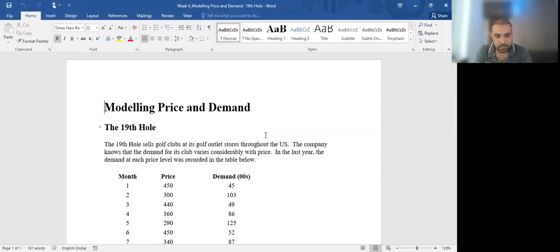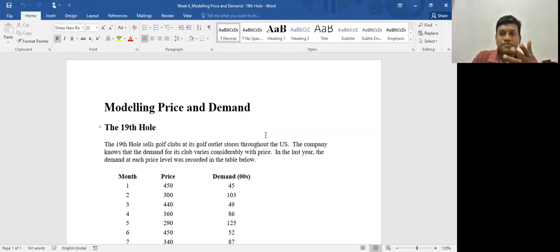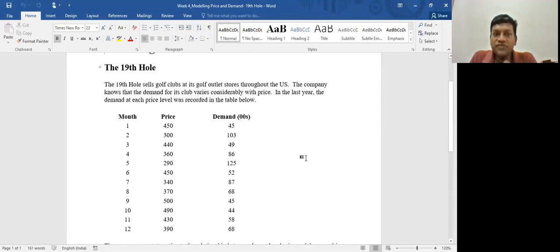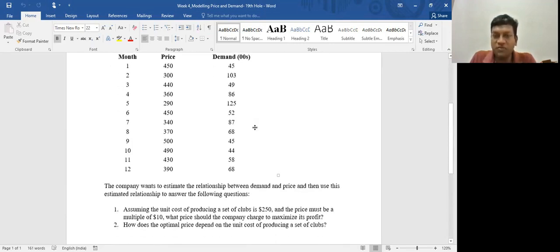So it's a very simple question they're asking. There's a golf clubs company called the 19th Hole, and they sell golf clubs at outlets throughout the United States. The company knows that the demand for its clubs varies considerably with price. In the past year, demand at each price level is recorded in the table below. So this is what it looks like. We have, for 12 months, the price which they charged and the corresponding demand in thousands. The first month price was $450 and the quantity demanded was 4,500, that is 4,500 units, and so on and so forth. So you have the whole table there.